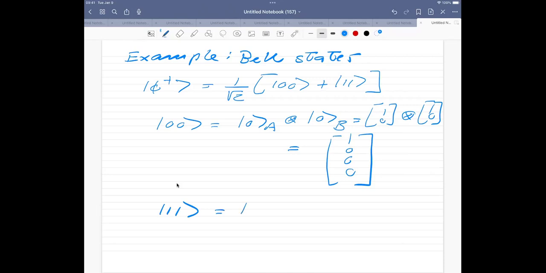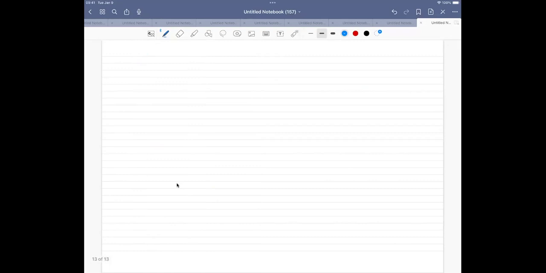And this is the same as |1⟩ of A, |1⟩ of B, and that becomes simply 0, 0, 0, 1. So that's one of the states. And you see that if you normalize it, you will see that this is already normalized.